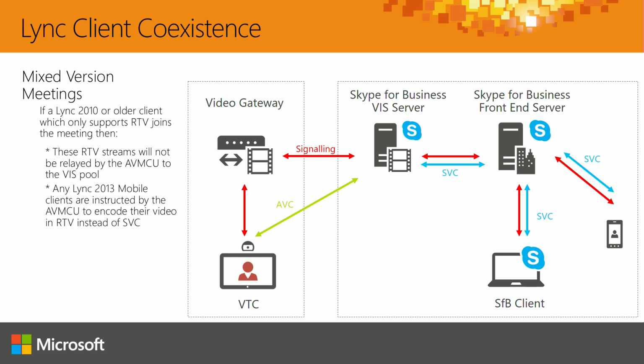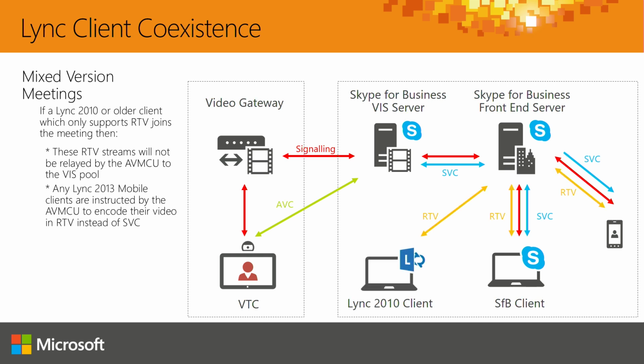So let's have a look at the case. You've got a Skype for Business front-end server hosting the conference. Skype for Business on the mobile will join the conference, a Skype for Business client will join the conference, and the VTC will join the conference. Again, signaling goes through the main channel. The VTC will establish a video stream as H.264 AVC back to the VIS server. The VIS server will transcode that session to SVC and send it to the Skype for Business conferencing server, and the conferencing server will push down the stream.